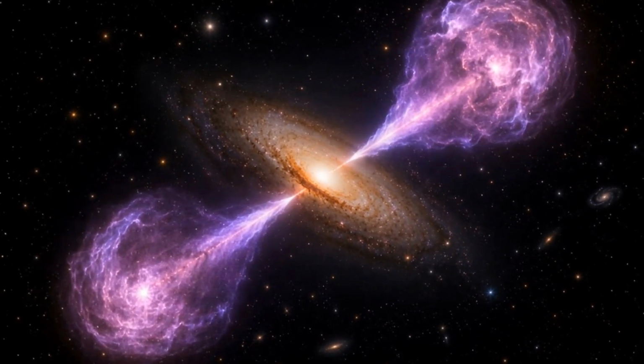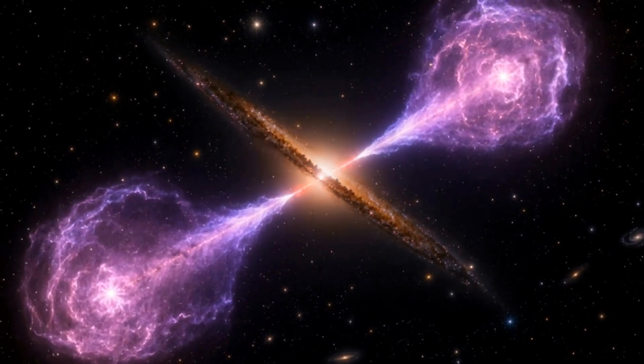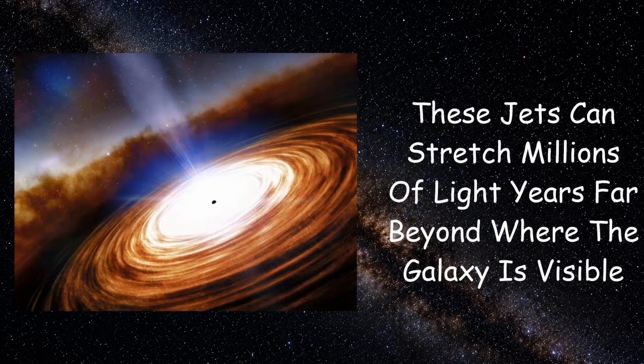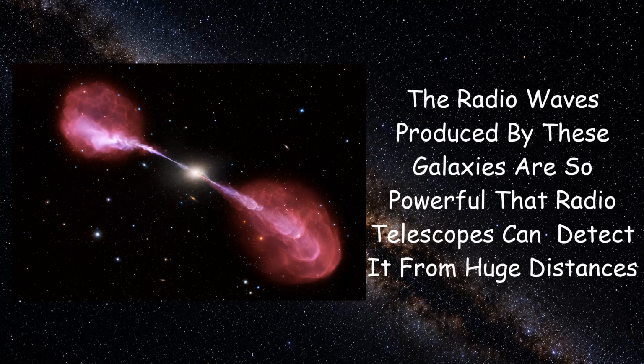Radio galaxies are galaxies that release enormous amounts of radio wave energy into space. At their center is a supermassive black hole feeding on surrounding matter. As material falls inward, gigantic jets of charged particles are launched outward at nearly the speed of light. These jets can stretch for millions of light years, far beyond the visible galaxy itself. The radio waves produced by these galaxies are so powerful that radio telescopes can detect them from incredibly large distances.